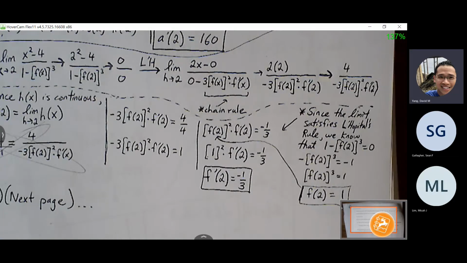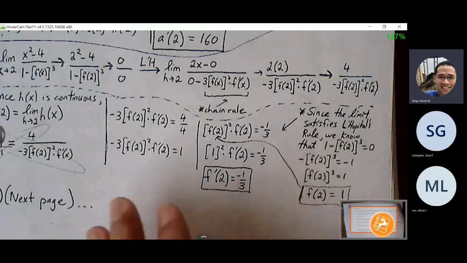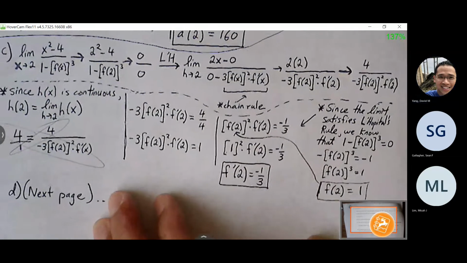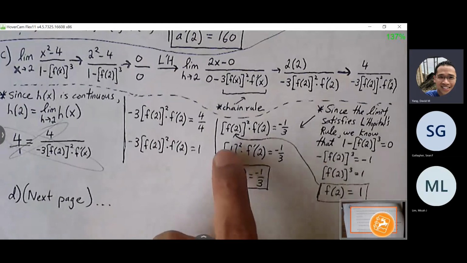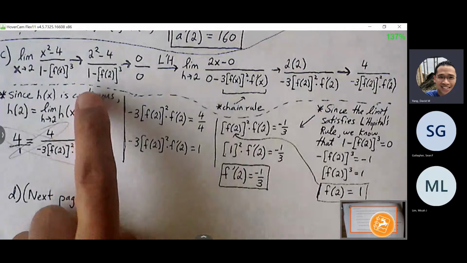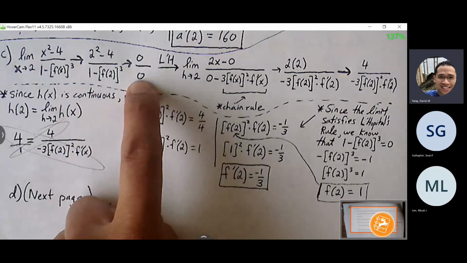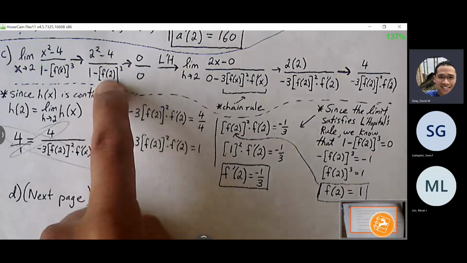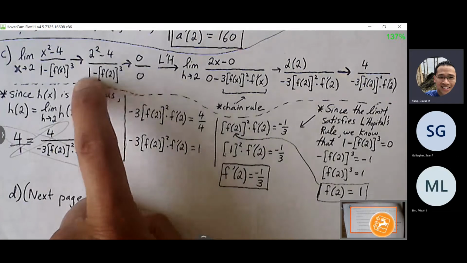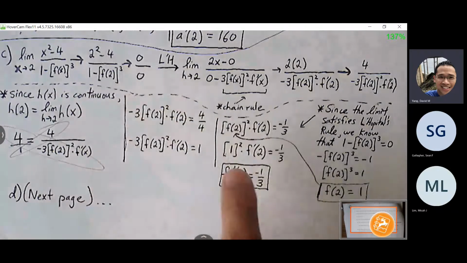Now we do know that L'Hopital's rule is satisfied, so this requires a little bit of detective work here. How do I know what f of 2 is? Well, I know that it fulfills L'Hopital's rule, so if this is going to work out, then f of 2 must be equal to 1, right? 1 cubed is 1. That's the only way I can get that 1 minus 1 to 0. So I know that f of 2 is 1.